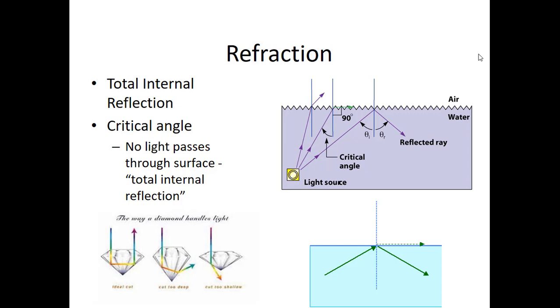Diamonds are cut at certain angles to create this effect of a sparkling diamond. So the light gets into the diamond, it bounces around inside the diamond, and it can't get back out again. The only way it gets back out is through the top, and that's what creates all that glitter when you look at a diamond. Diamonds have the highest known critical angle of any known substance.